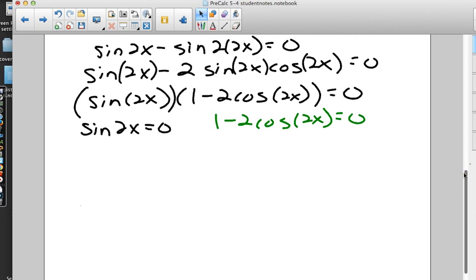So let's take a peek. Sine of 2x equals 0. Sine is 0, so the y coordinate has to be 0. Where's that at? 0 and pi.